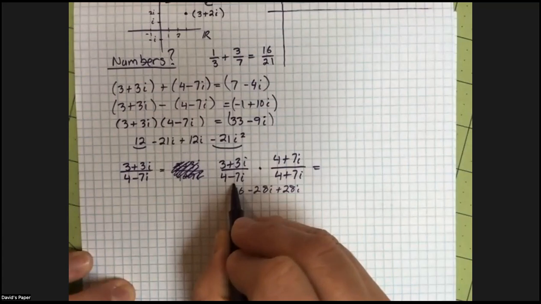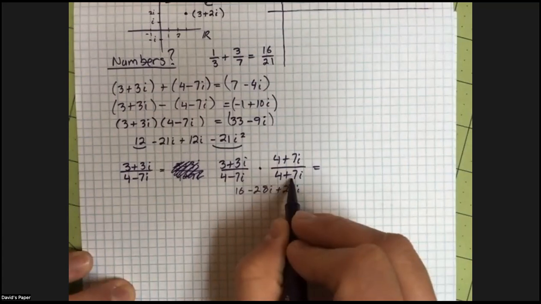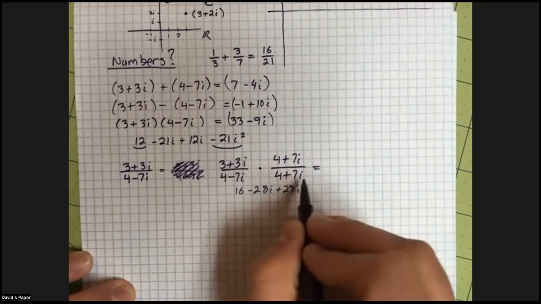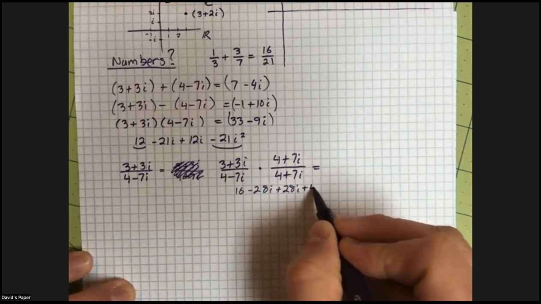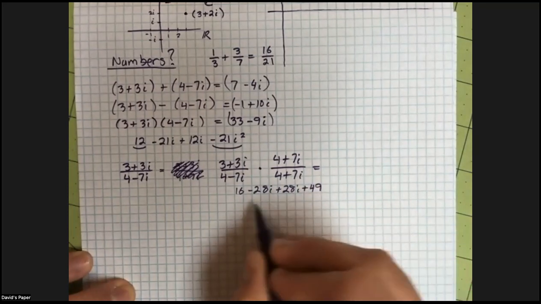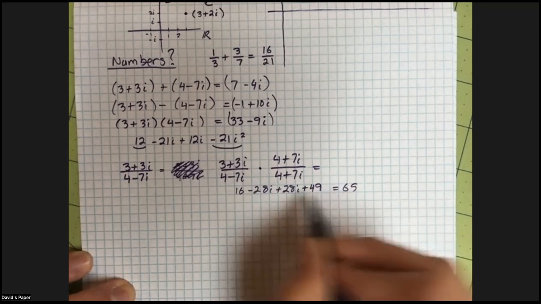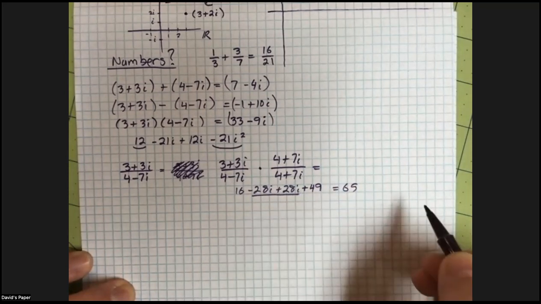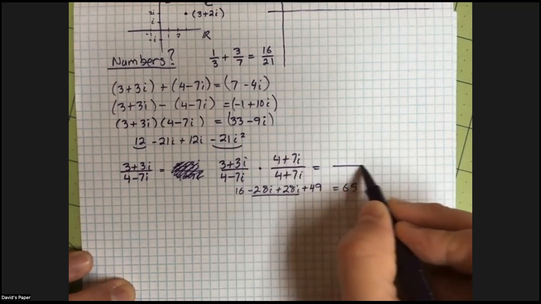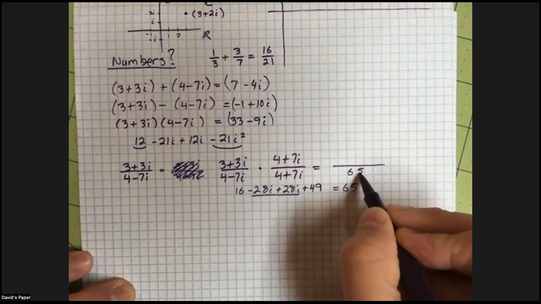And then let me just shortcut. Minus 7 times positive 7 is negative 49. i times i is negative 1, so I get plus 49. 16 plus 49 is 65. These i pieces are canceled out. So on the bottom, I get 65.